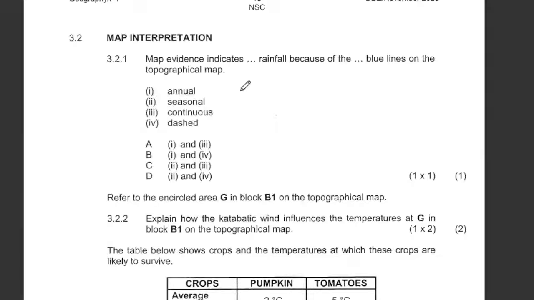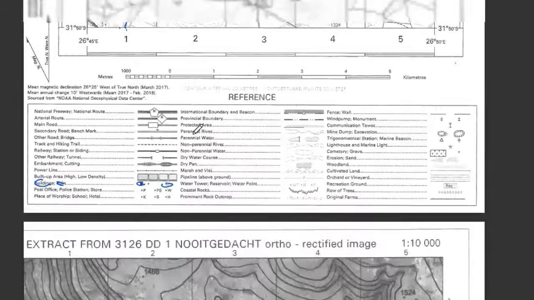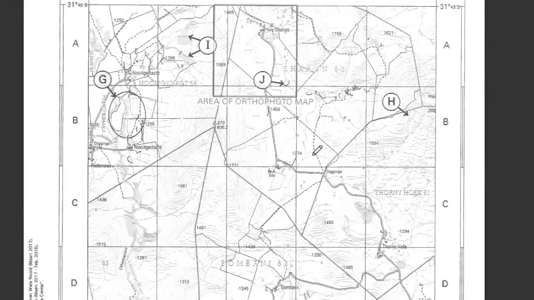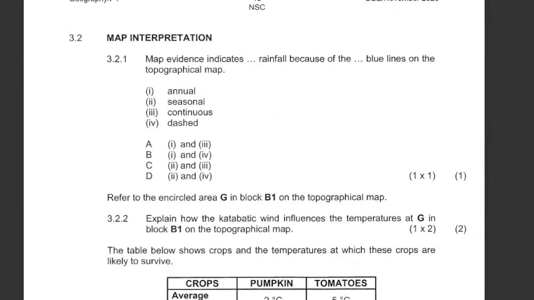Come to interpretation. Map evidence indicates dash rainfall because of dash blue lines on the map. So the moment you go to the map, you will find out which kind of rainfall, if the lines are broken or what. Let's go to the map. If you check the blue lines on this map, it's not very clear, but we can still see that there are broken lines there. Those broken lines mean they are the dashed lines, which indicate seasonal rainfall. So we have 2 and 4. 2 and 4, which is the next point, the next question.